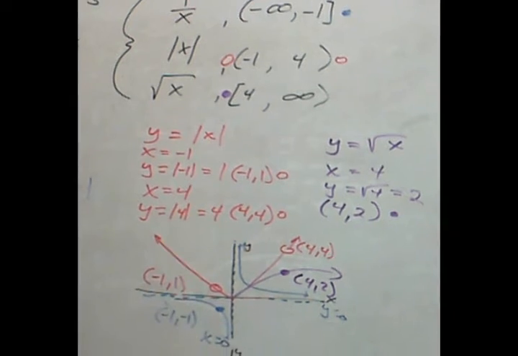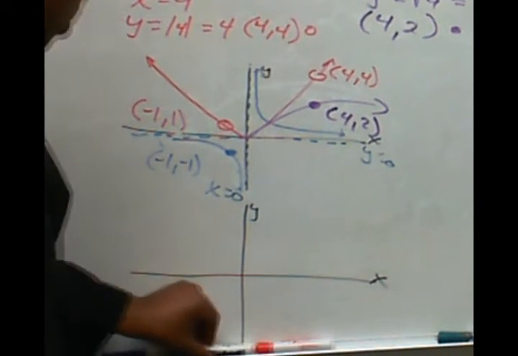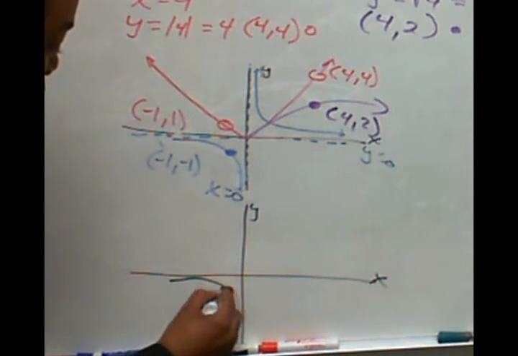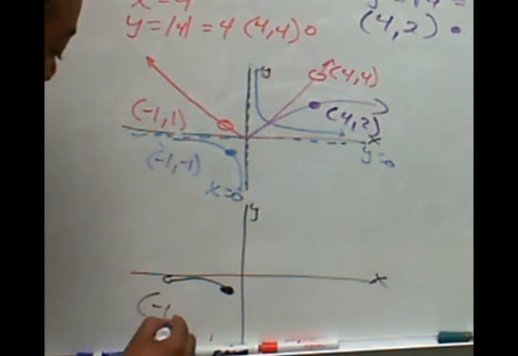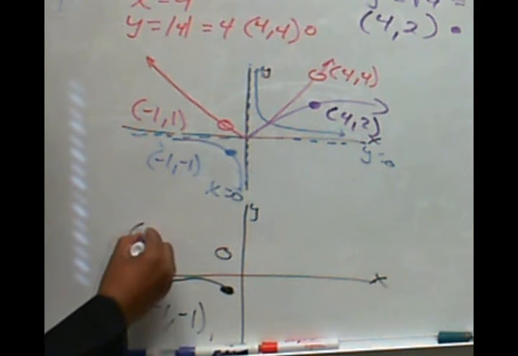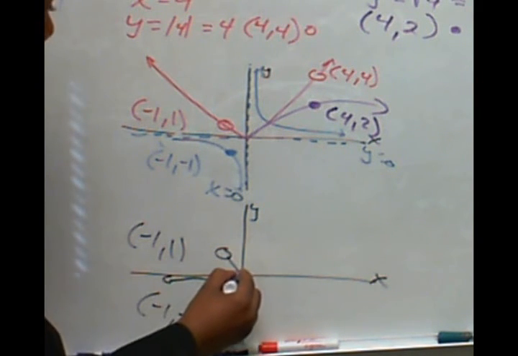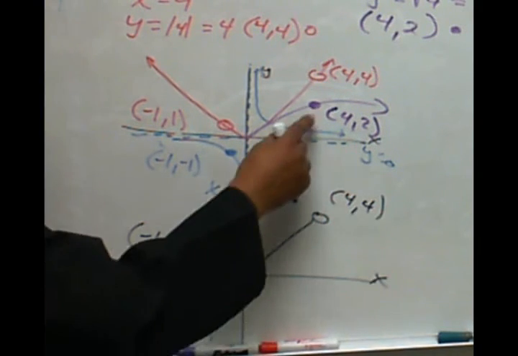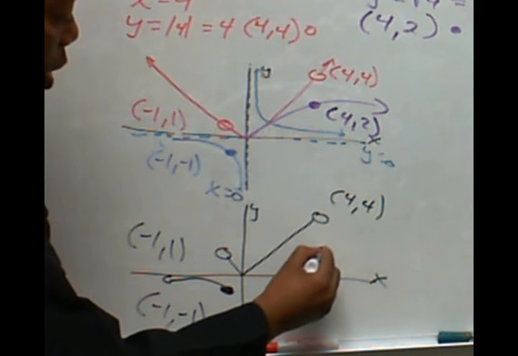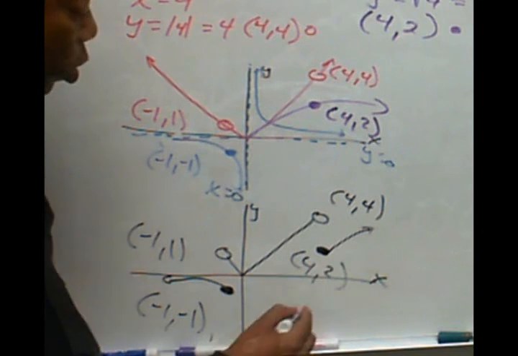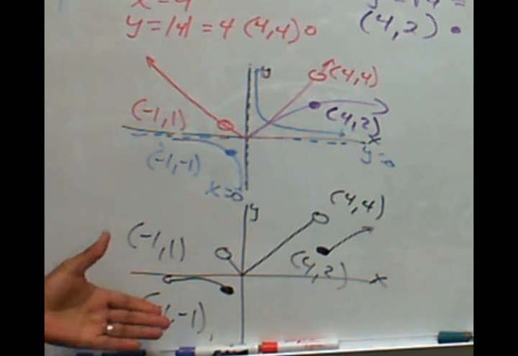So this is our work. Let's go ahead and draw the solution here. The solution will be the blue line first, which stops right at -1, -1. The red line will start open at -1, 1, and then stop at 4, comma 4. And the purple line will be closed, but it'll start from the point 4, comma 2. And this is your piecewise line.